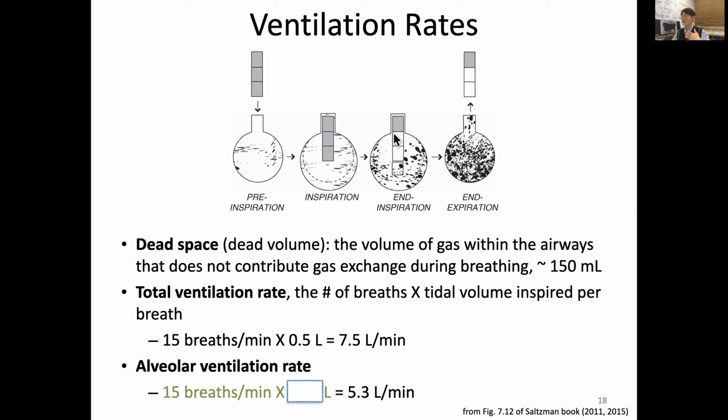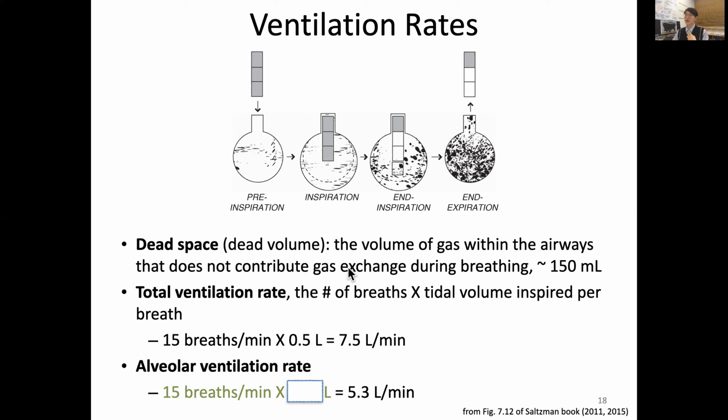After inspiration, the oxygen's gone. And you see this upper part, which represents the conduit and does not involve gas exchange, will still remain there. And when you have expiration, these three units will go out, and we realize this one part will never be involved in gas exchange. That I call dead space or dead volume, which means the volume of gas within the airways that does not contribute to gas exchange during breathing. And we already know the volume is about 150 milliliters.